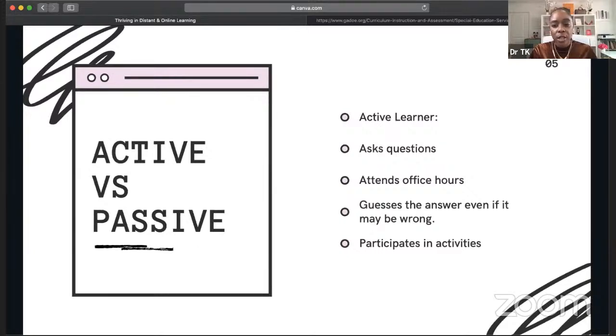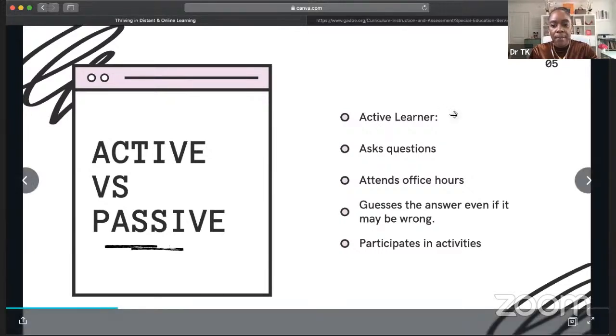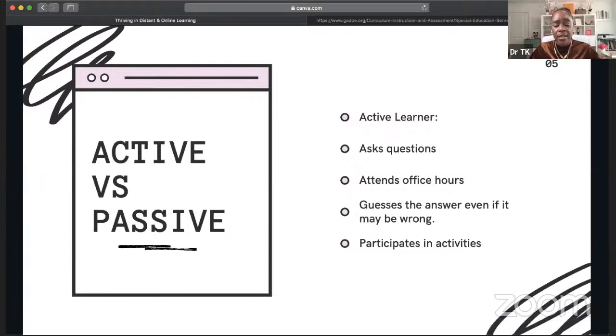So an active learner, if I were to visualize a student in my classroom, is the student that will ask questions, whether it's in front of the whole class, or maybe they'll email me one-on-one because maybe they're not that sociable, which is okay. But if they get stuck, they don't mind asking questions, okay? An active learner is also someone who attends office hours specifically to ask questions and or if they're stuck.